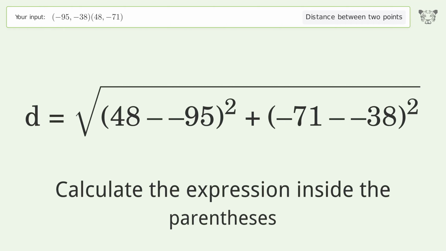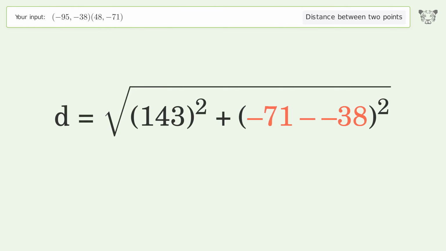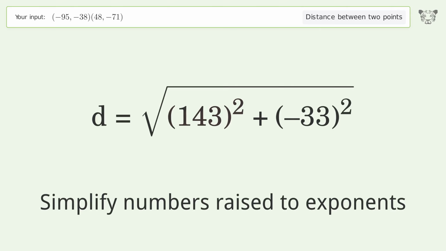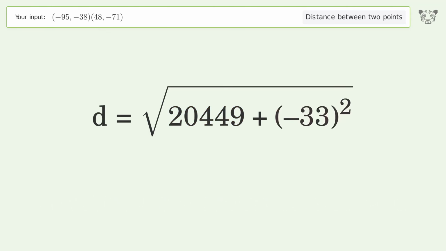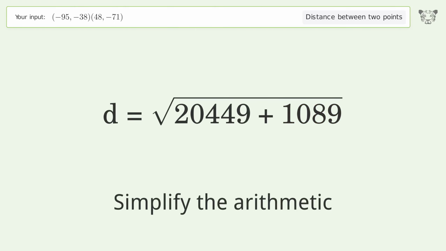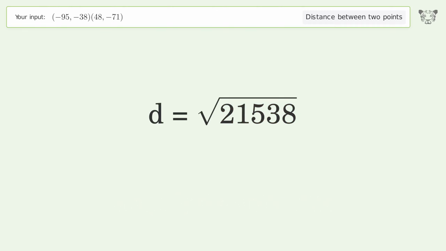Calculate the expression inside the parentheses. Simplify numbers raised to exponents. Simplify the arithmetic. And so the distance between the 2 points is the square root of 21,538, or 146.758.